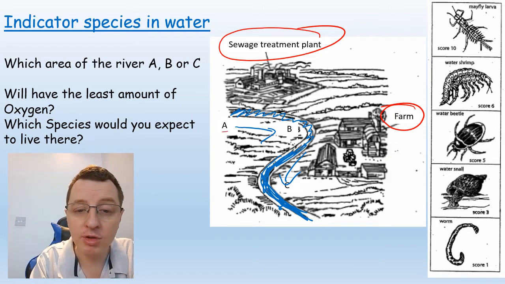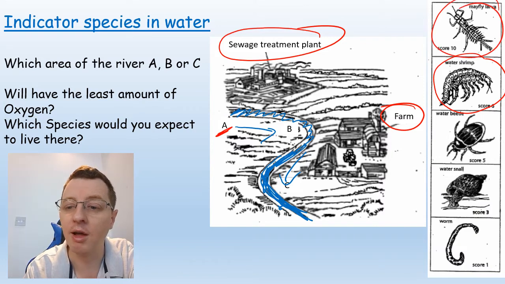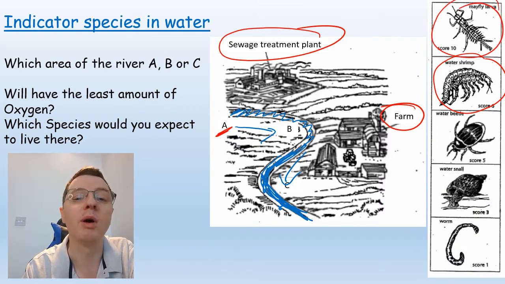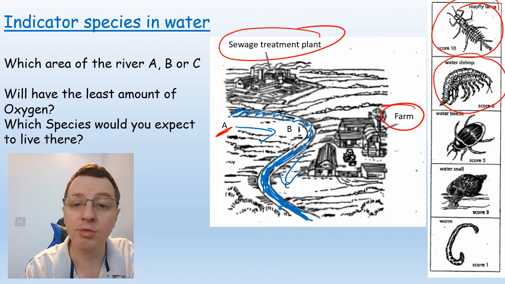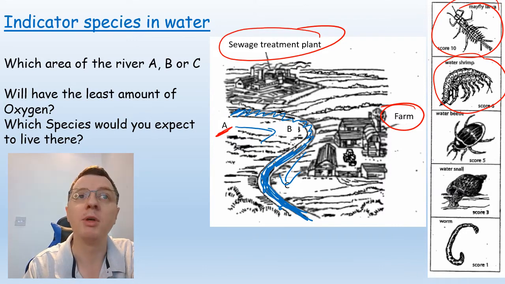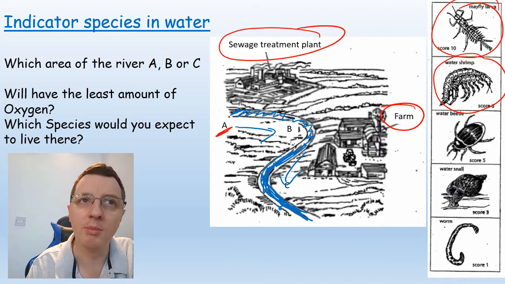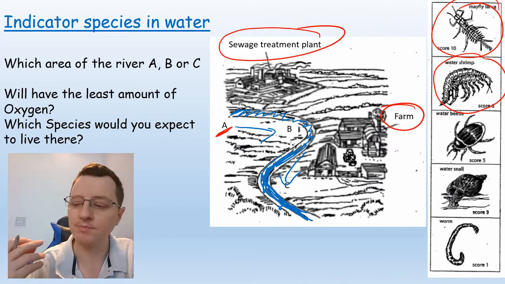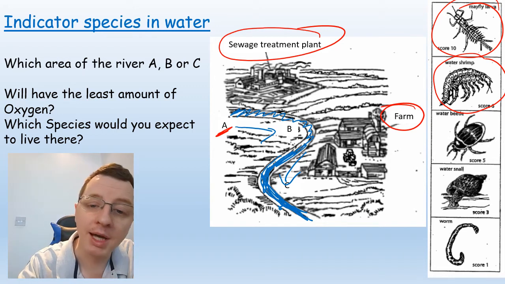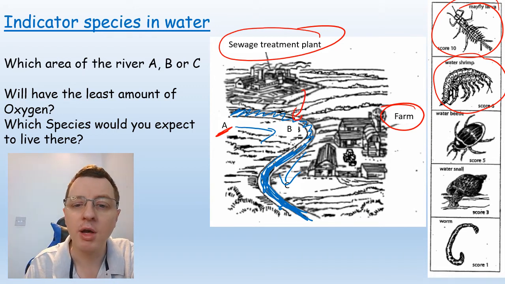Well, before the sewage treatment plant at A, we'd expect to find a lot of water shrimp and a lot of mayfly larvae, as these are species that require a large amount of oxygen to be dissolved within the river. After a sewage treatment plant, we would expect to see a small decrease in this, because although the sewage should be treated, there may still be a small amount of nutrients within the effluent that's coming out of the sewage plant and being carried away in the river, so we may see a small decrease in oxygen.